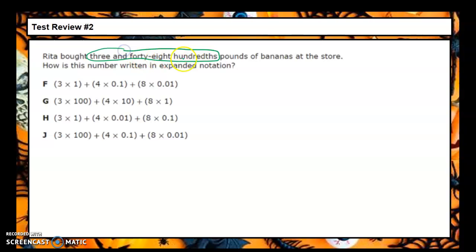Okay, so 3 and 48 hundredths. How is this number written in expanded notation? Okay, so I'm looking for expanded notation, which I can see right here. So what I want to do is write that number first. 3, don't forget the word "and" means that's your decimal point, and 48 hundredths. All right, so I'm going to use that strategy where I'm going to drop it down.